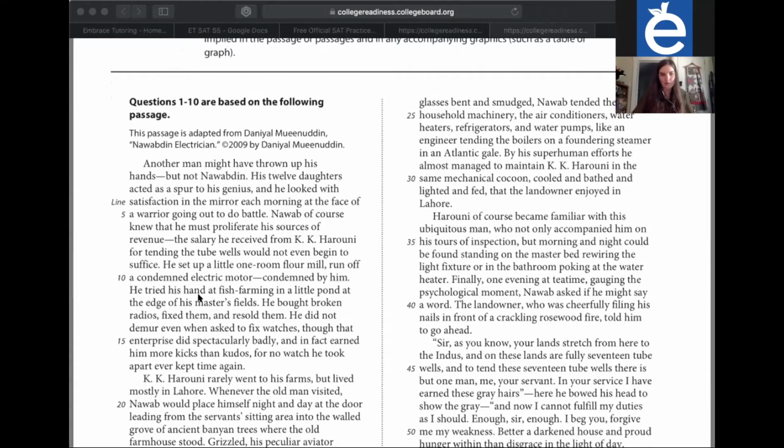So lines 6 to 7 in that excerpt focus on the introduction of the idea that he needs to make money. He needs to generate revenue, right? And then the rest of the paragraph deals with the way Nawab attempts to proliferate those income sources by identifying some of the money-making schemes Nawab undertakes, including setting up a flour mill and a fish farm and attempting to fix both radios and watches.